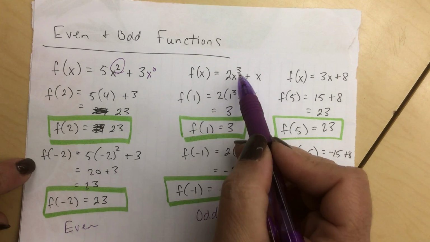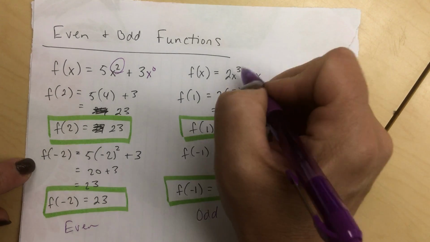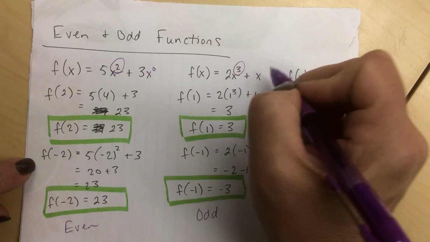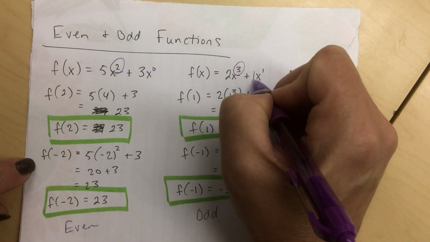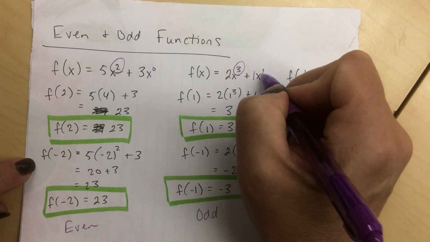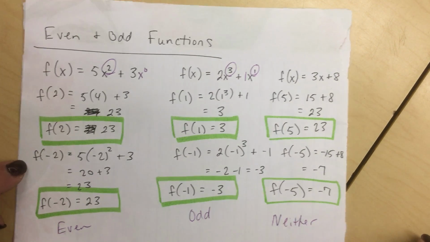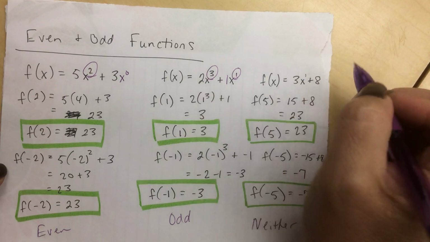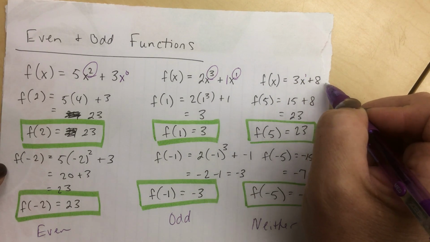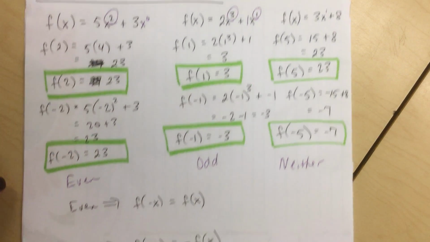So a constant acts like an even. Over here, 2x cubed, well, 3 is an odd power. And this isn't written, but it's really 1. This is really 1x to the first power. So I have an odd. All of my exponents are odd. So over here, I have an odd, and then 8 acts like an even. So when I mix it together, I get neither.